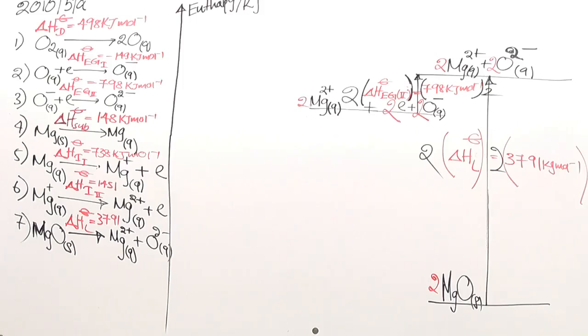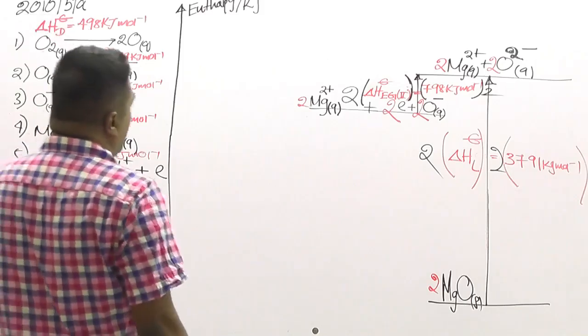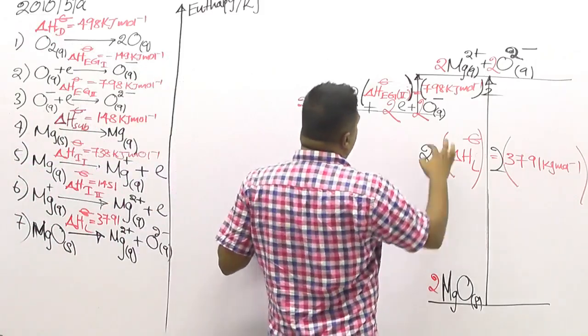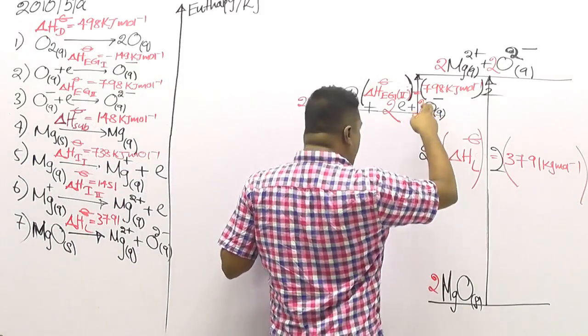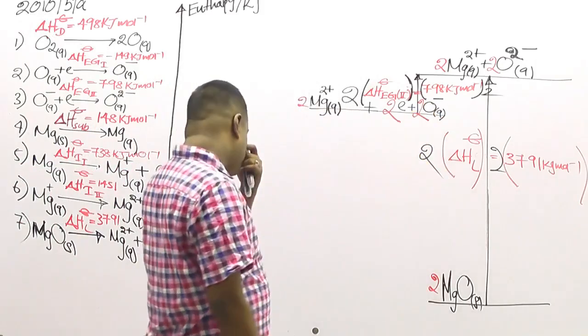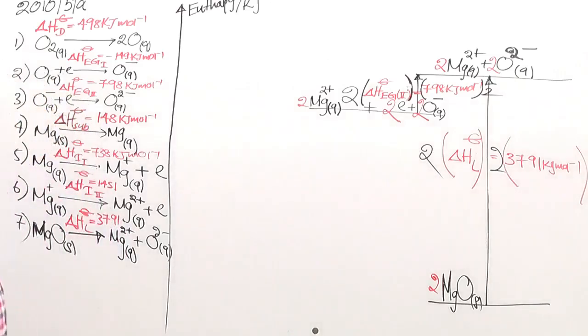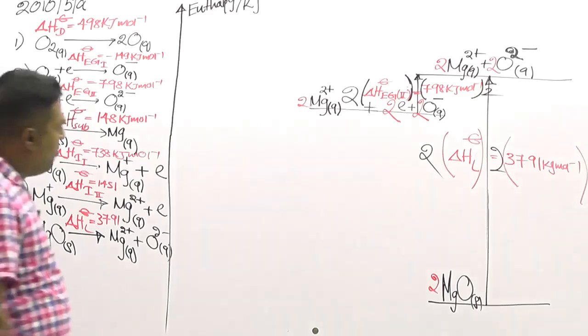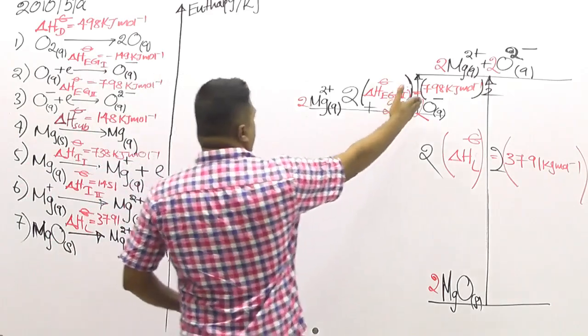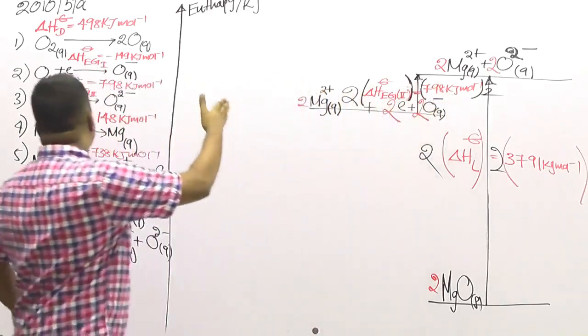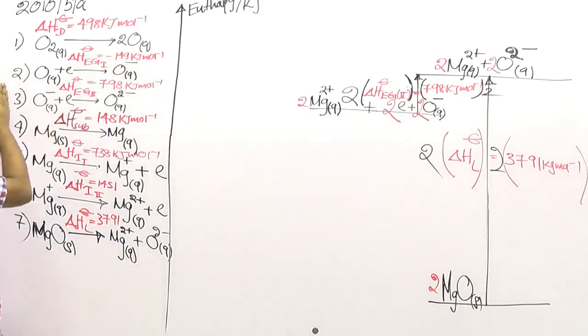Right. Then what is the next one? Here, O minus. O minus can be produced from the second equation.